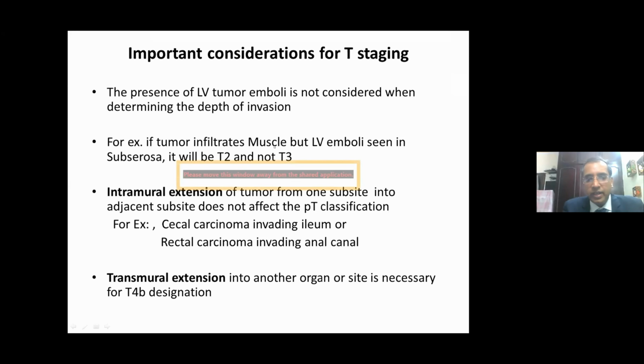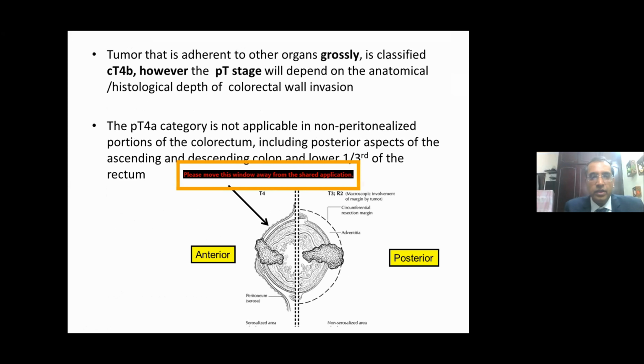The transmural extension of the tumor into another organ or site is considered as a T4B designation. So a tumor that is adherent to another organ grossly is classified as clinically T4B. However, the pathological T stage will depend on the anatomical or the histological depth of colorectal invasion. The T4A category is not applicable in non-peritonealized portions of the colorectum, including the posterior aspect of the ascending colon and descending colon and the lower 1/3 of the rectum.